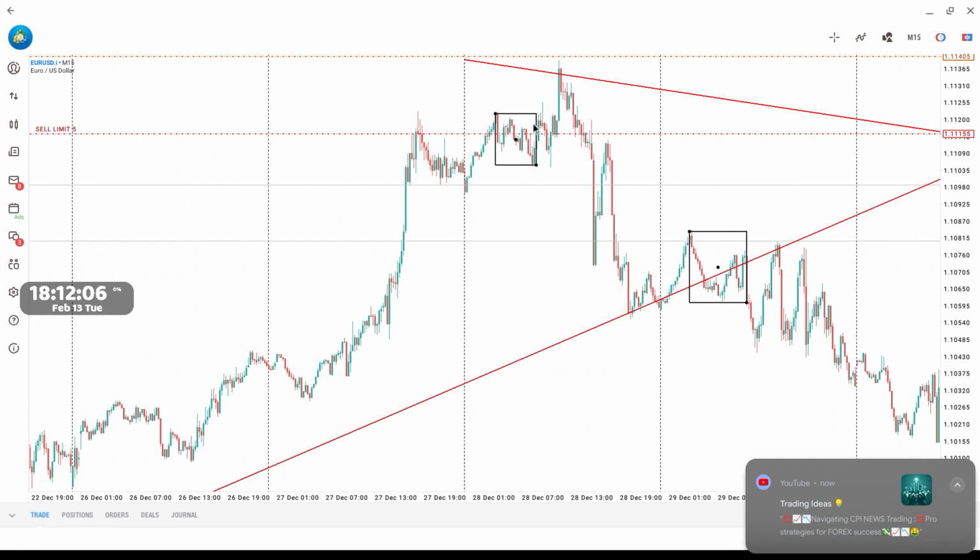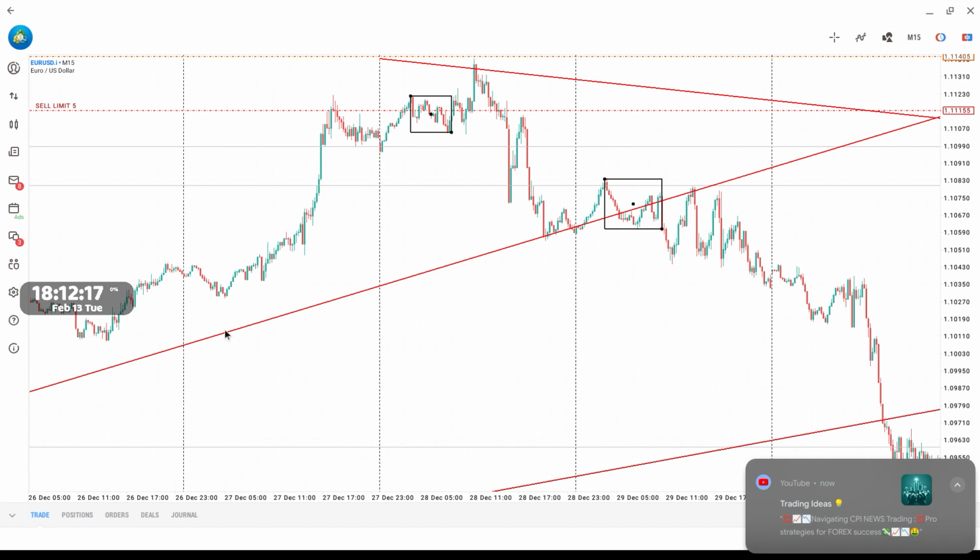Price will always retest it. So once price retests it, you take the sell. If it's a buy, price will retest it, then take the buy. So that's that. So the second day now, we are yet to have a breakout of the trend line.